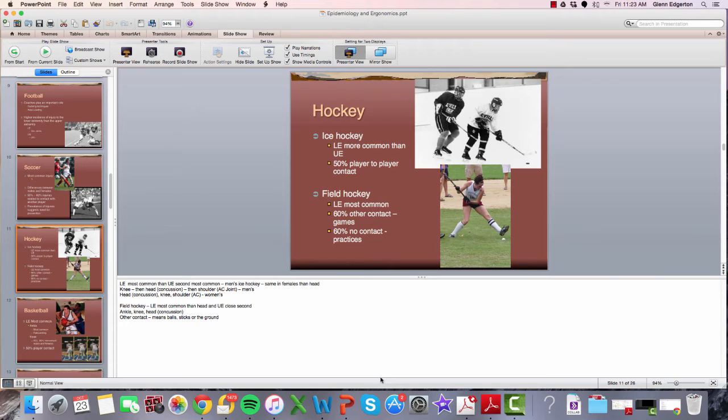Field hockey, which is not a very popular sport here at Northern Arizona University. However, in the West, in California, and especially on the East, field hockey is a very popular sport. And again, we see lower extremities as most common, and then other contact, such as game injuries, account for 60%, and then 60% of the no contact injuries are happening in practice.